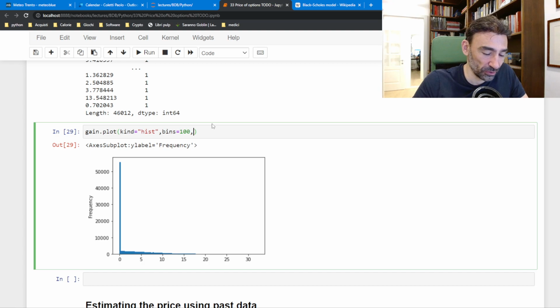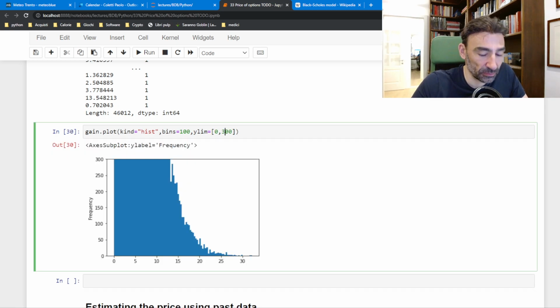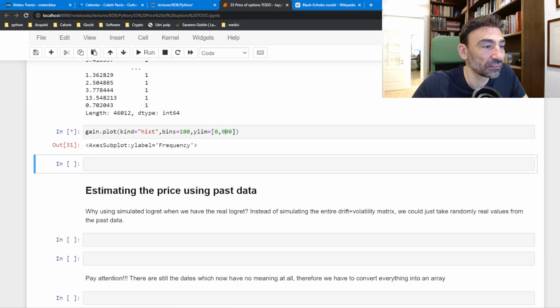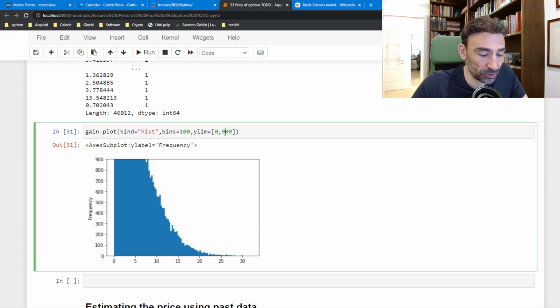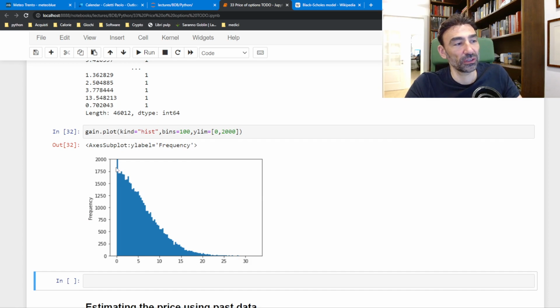Well, if you wish to zoom, just ylim equal, and you specify the lower, which is 0, and the upper, which is perhaps 300. Let's see. No, 300, something more, 900. No, even more, 2000. Okay, 2000. So this one we know goes up to 50,000, so it's 50%. And then you can see the distribution of your gain.